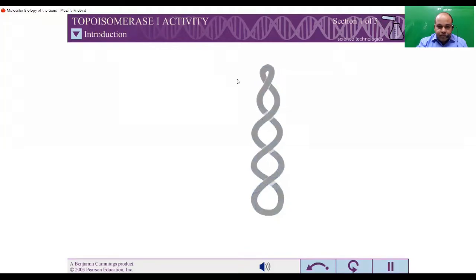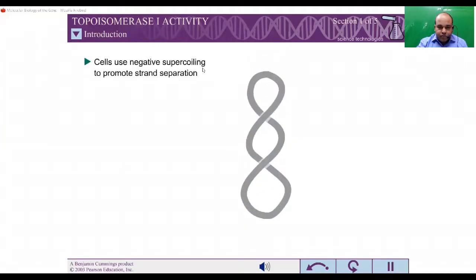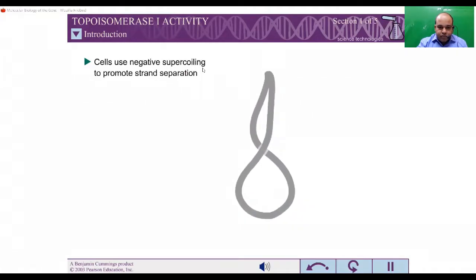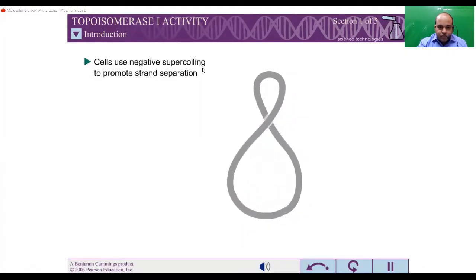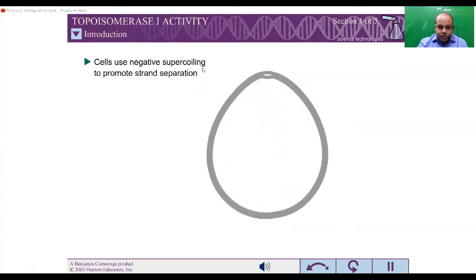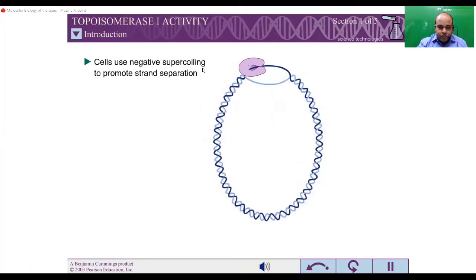The topological state of DNA affects its functioning in the cell. Cells use the torsional strain of negative supercoiling to promote strand separation for processes such as DNA replication and RNA transcription. So, negative supercoiling of the cell is being used in several processes. Cell के अंदर negative supercoiling. What do you mean by negative supercoiling?